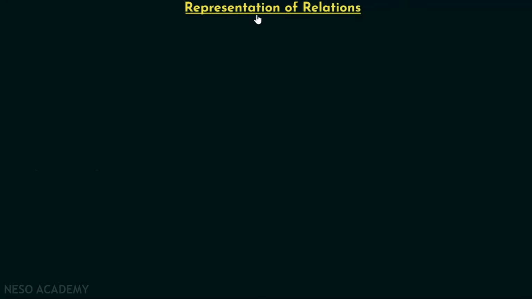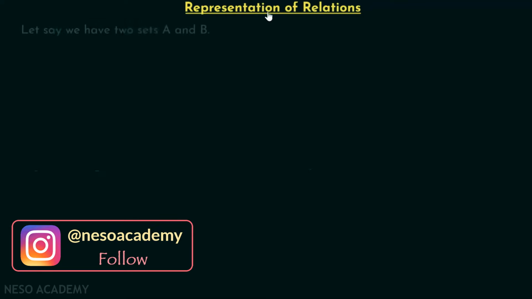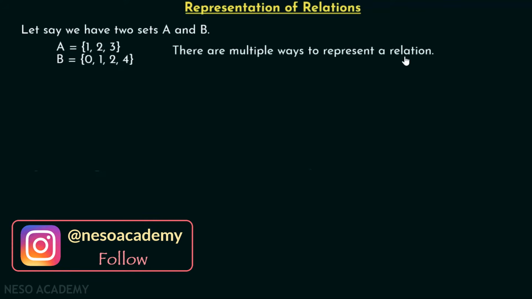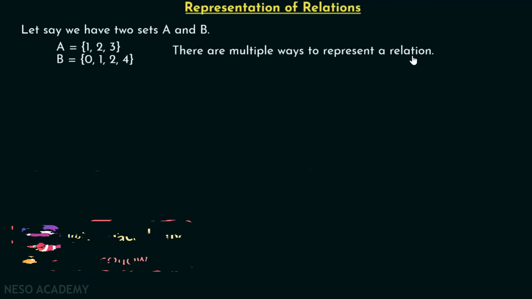In this presentation, we will see different ways to represent a relation. So let's get started. Let's say we have two sets A and B. Here you can see we have these two sets A and B. This is just an example. There are multiple ways to represent a relation.